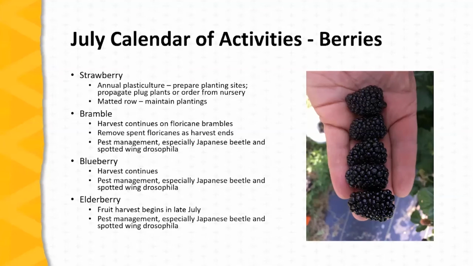Matted row strawberry growers, at this point, we're maintaining plantings. Maintaining plantings at this point is very important because the potential for next year's crop is set by the conditions during this period of time for the previous year.